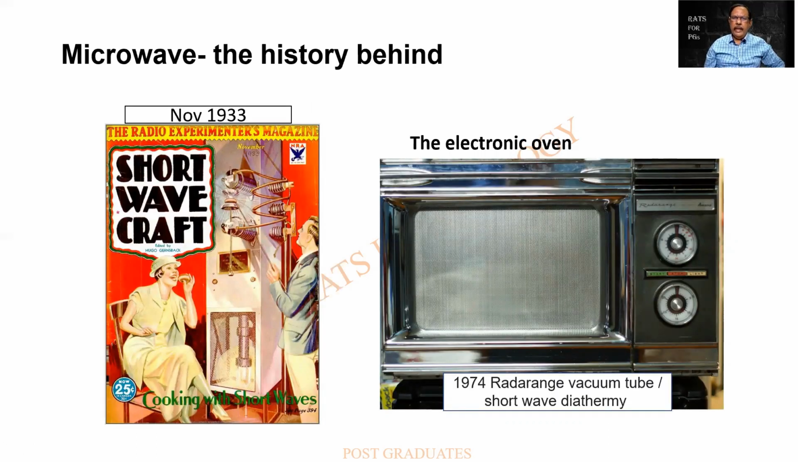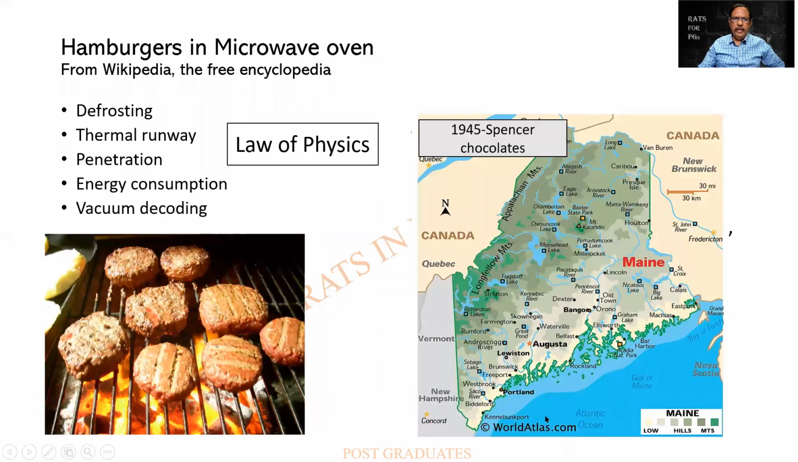The history behind the microwave. I shall start my wandering. This is a story in 1933 wherein a woman is tasting baked biscuits. And then came the birth of the electric oven that was used for various purposes, such as cooking and heating. And it was based on vacuum tube and shortwave diathermy. This is downloaded from Wikipedia.